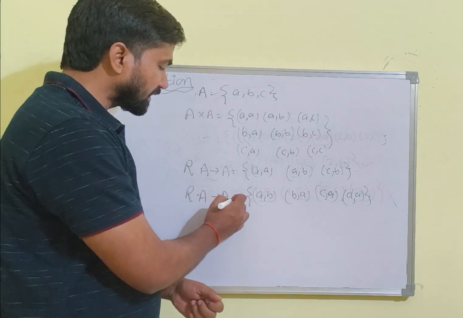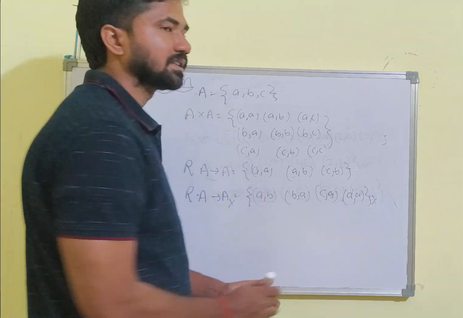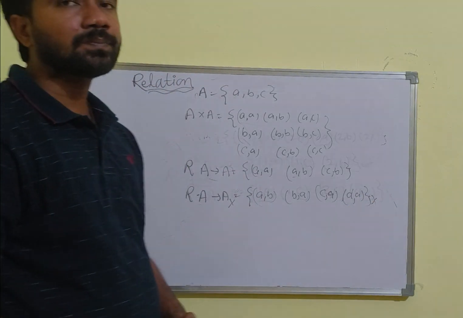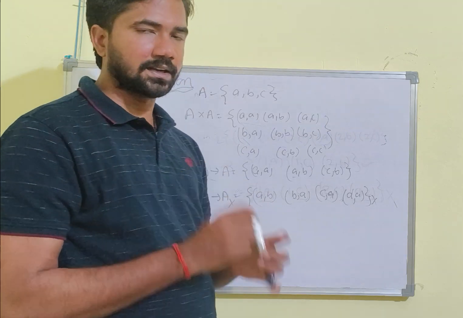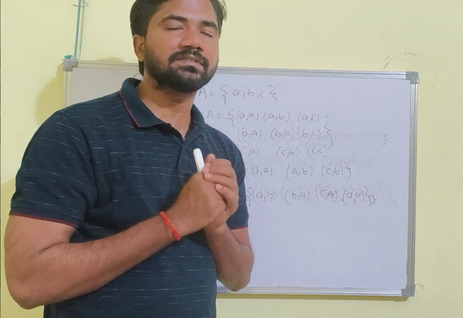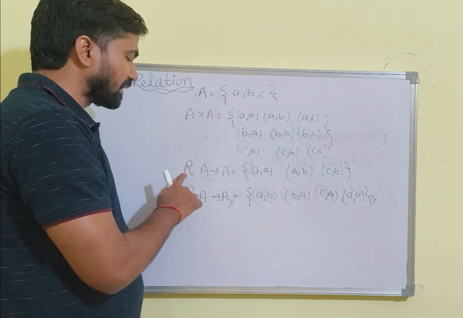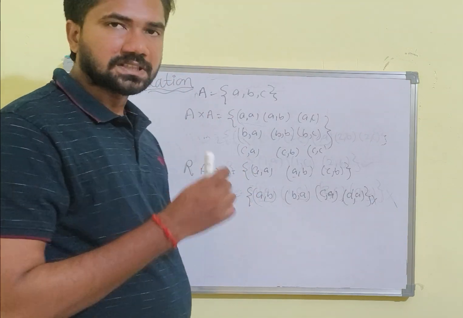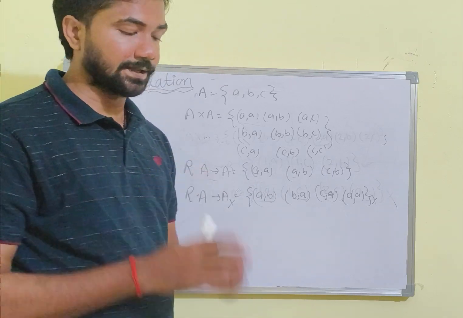Means what? This is not a subset of A cross A, so this is not a relation. So for a relation, what do we have to do? We have to check whether it is a subset of A cross B. If it is a subset of A cross B, then we can say it is a relation from A to B. Or if you are checking the same set, a relation from A to A, if it is a subset of A cross A, then it is called a relation from A to A.